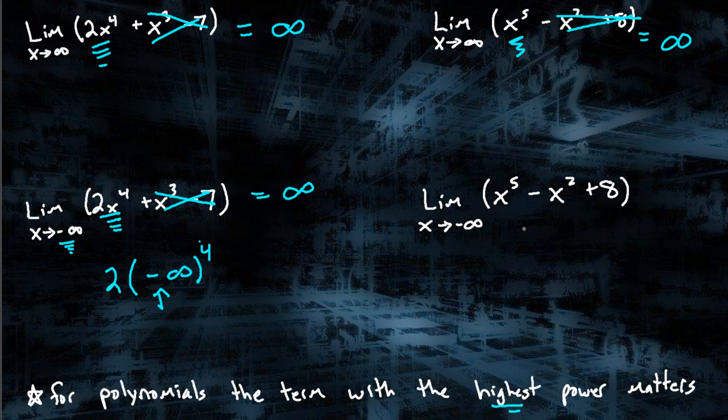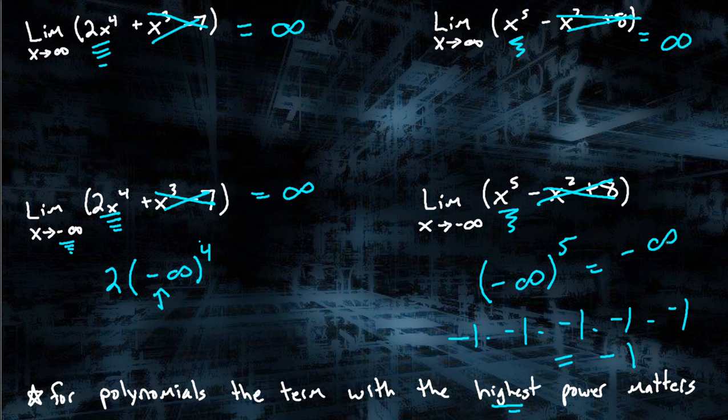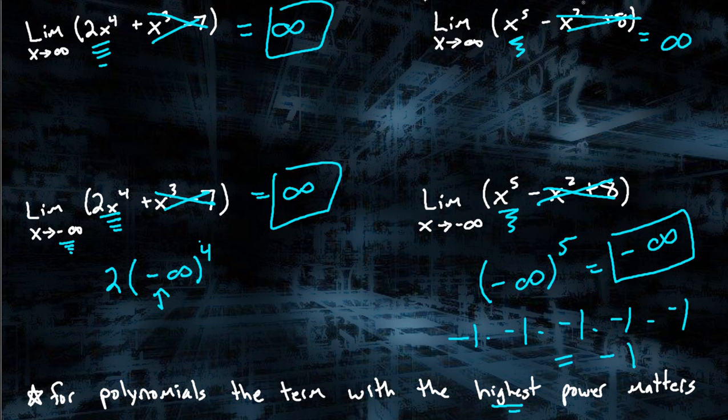Well, how about this one? Now I'm going to negative infinity. It's the same as this one, so these aren't going to matter. It's going to be this that matters. But now let's think about this. If I put a negative infinity into a 5th power, this is an odd power. So it'd be like negative 1 times negative 1 times negative 1 times negative 1 times negative 1. And that all would equal negative 1. But I'm not talking about 1. I'm talking about infinity. So this is going to approach negative infinity. So a negative to an odd power gives a negative. So we go to negative infinity on that one.